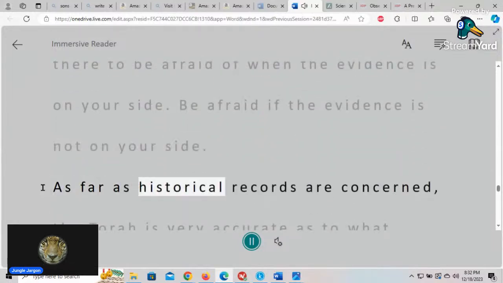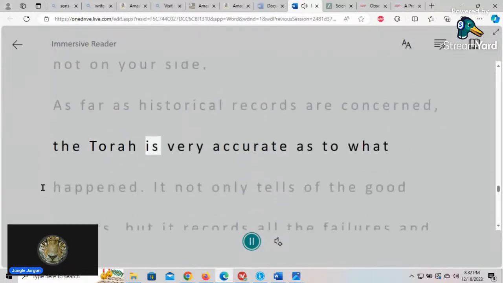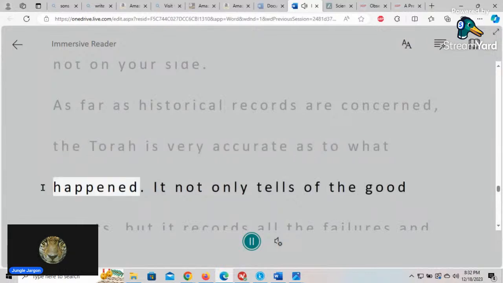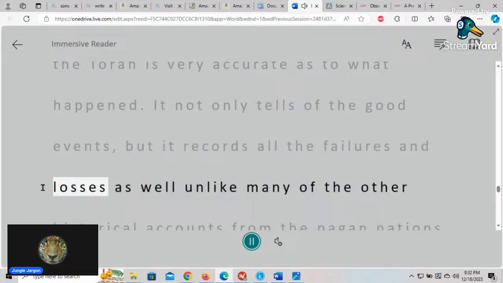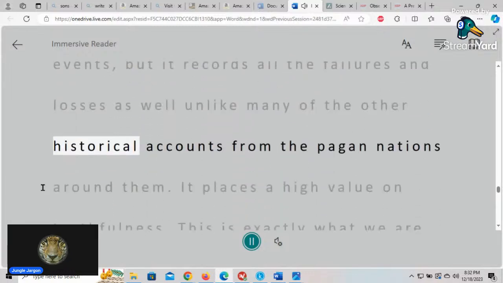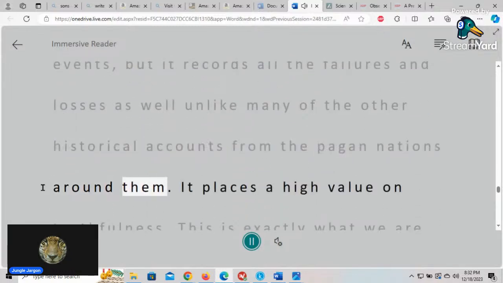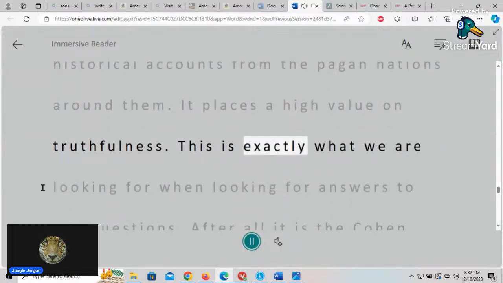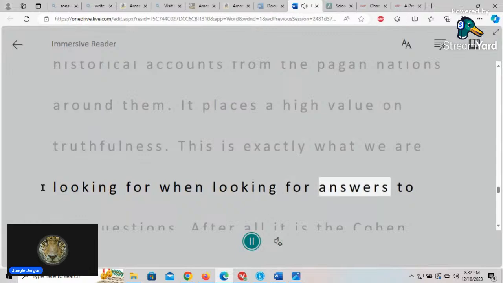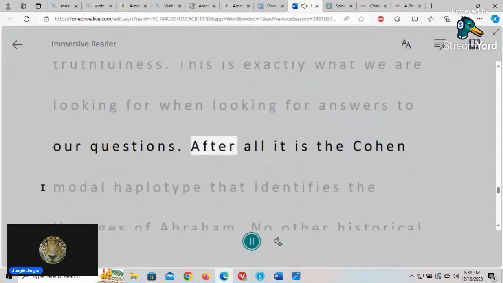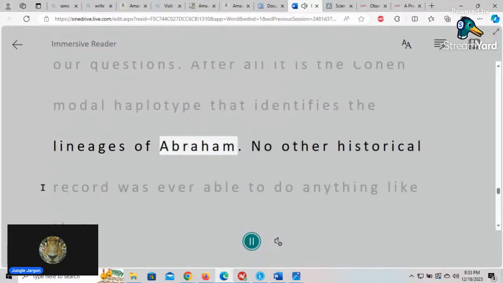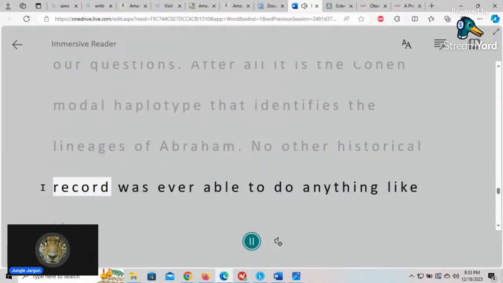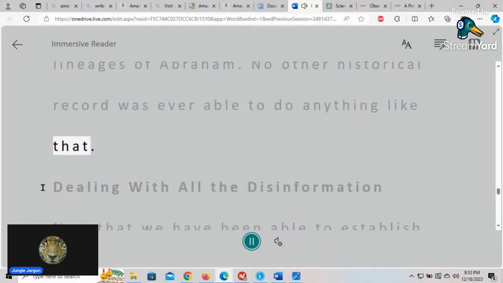As far as historical records are concerned, the Torah is very accurate as to what happened. It not only tells of the good events, but it records all the failures and losses as well, unlike many of the other historical accounts from the pagan nations around them. It places a high value on truthfulness. This is exactly what we are looking for when looking for answers to our questions. After all, it is the Cohen modal haplotype that identifies the lineages of Abraham. No other historical record was ever able to do anything like that.